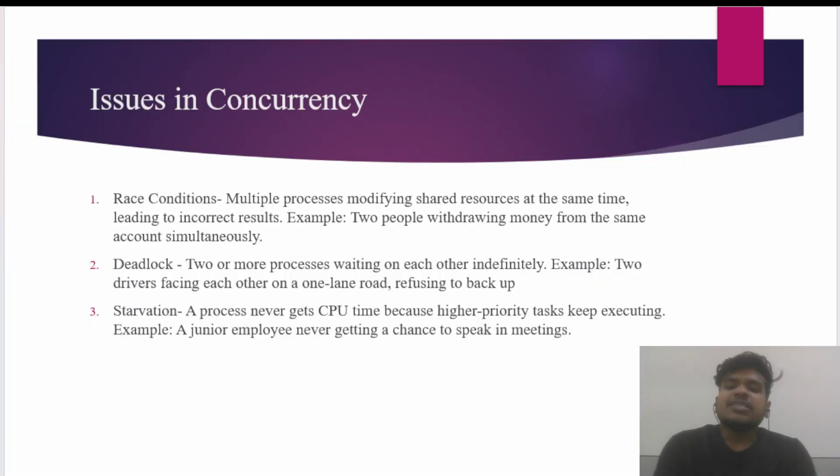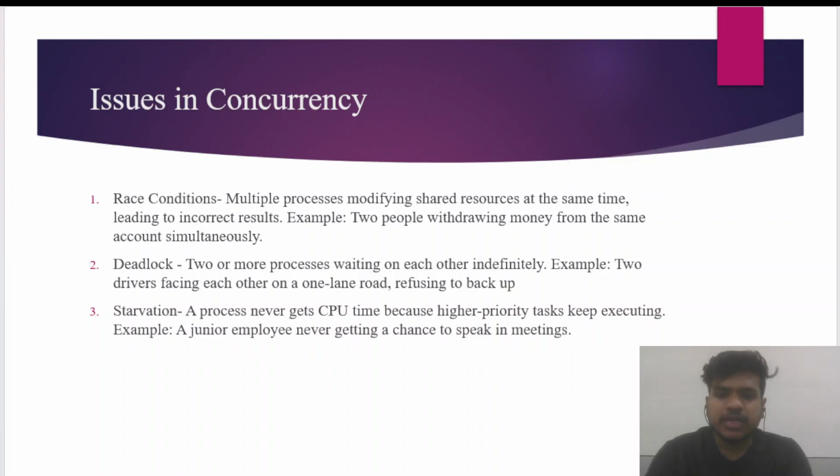But it's not easy in concurrency. There are some major issues in concurrency. Concurrency is very powerful, but it also has its own challenges. When multiple processes share resources, problems will definitely arise. Some of the problems are like race condition. When two processes try to modify a shared resource at the same time, it can lead to an incorrect result.